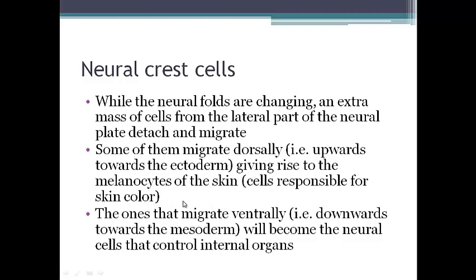Now, the ones that migrate in the opposite direction and go ventrally, meaning downwards towards the mesoderm, will become the neural cells that control the internal organs. Remember that in terms of control, or the things that the nervous system does, you have two types of control: conscious control or unconscious control. Conscious control is the things that you decide that you want to do. You want to jump, you want to run, you want to walk, you want to sit down.